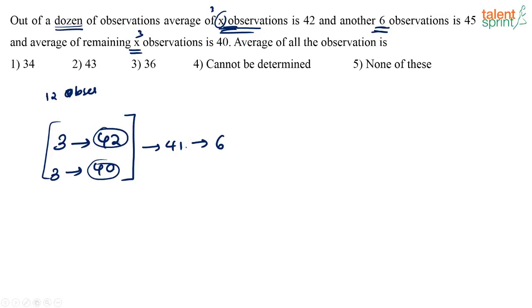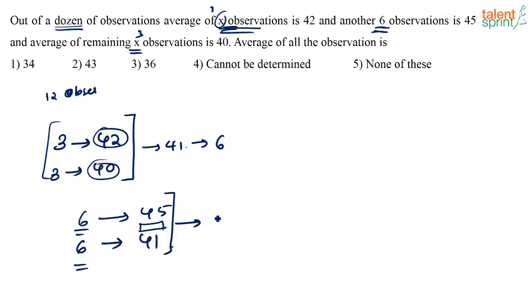Now next, what are they saying? They have said that the average of the remaining 6 observations is 45. So now I have 6 observations whose average is 41 and 6 observations whose average is 45. So what is the net average of these 12 observations? Again it has to be the middle value between 41 and 45 because there are equal numbers, 6 here and 6 here. So what will be the answer? What is the value that comes between 41 and 45? 43. So 43 is going to be your answer.